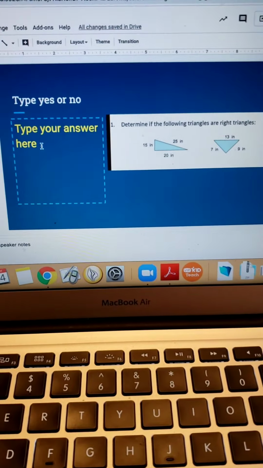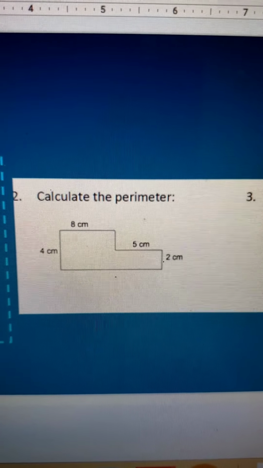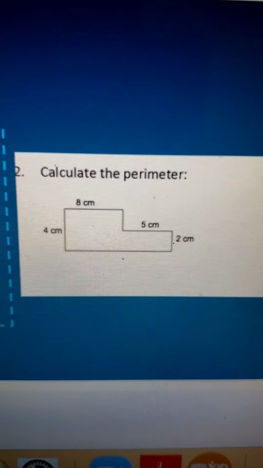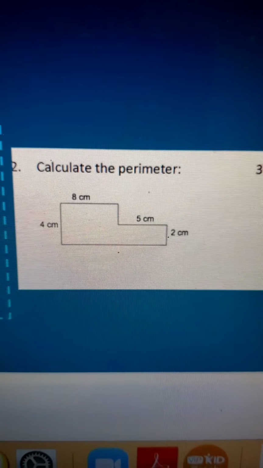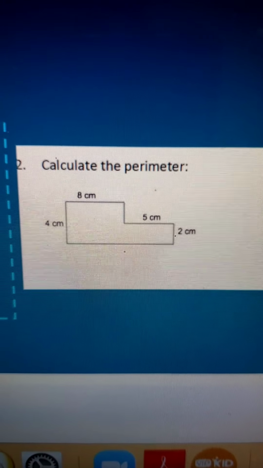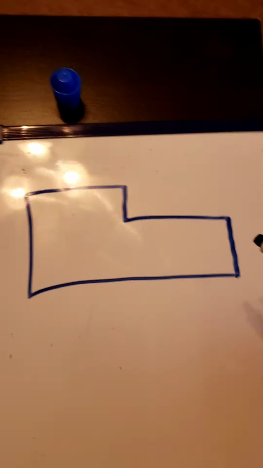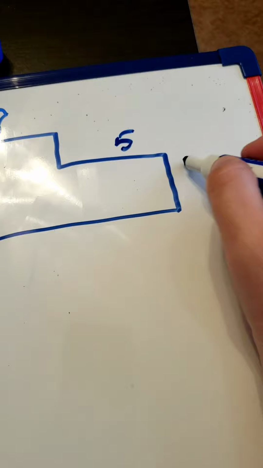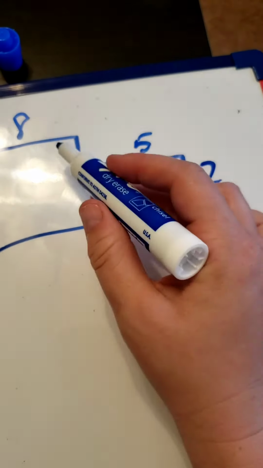Calculate the perimeter. You're going to add it all up. The only thing you really need to make sure you remember is on this bottom side here, it does not give us a value, okay? But the top side, it tells you that it is 8 and 5, okay? So if I redraw my figure, which I'm going to do for you, it kind of looks like this. Here we have 4, 8, 5, 2, unknown and unknown.